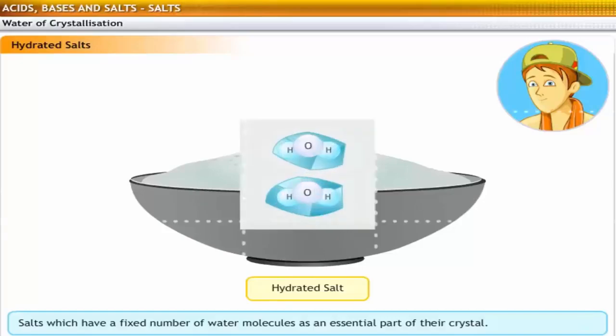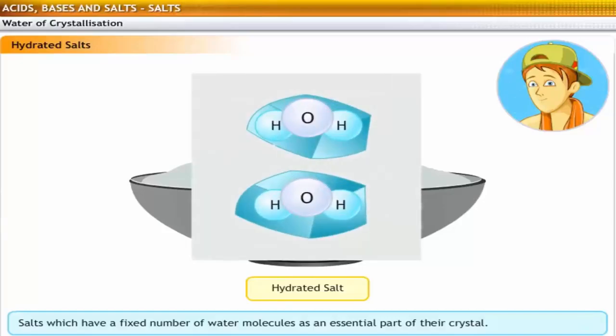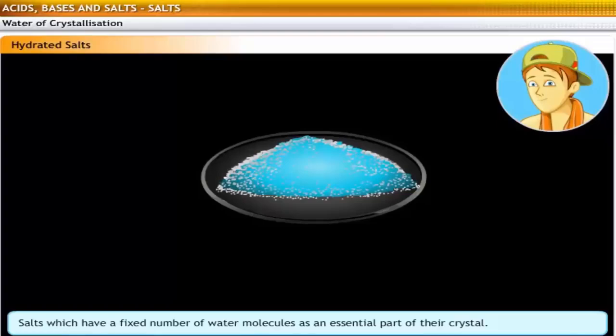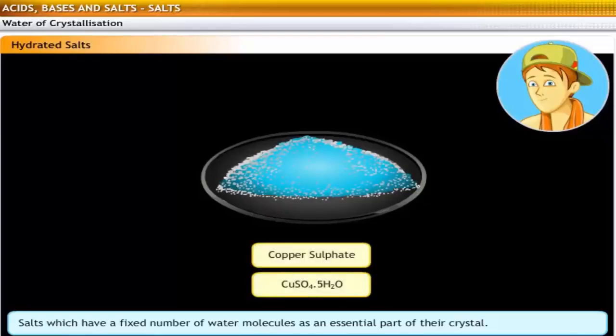These water molecules which form the part of the crystal are called water of crystallization, and such salts are called hydrated salts. For example, in your laboratory, the blue-colored copper sulfate is copper sulfate pentahydrate. When heated, this salt loses its water molecules and its blue color.